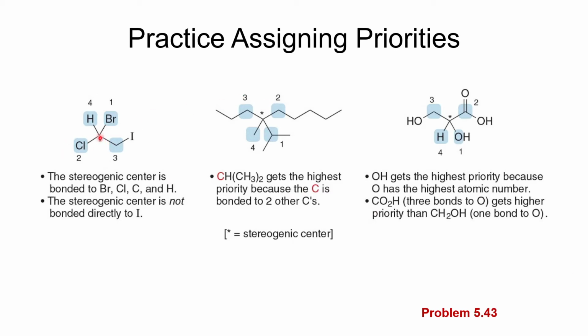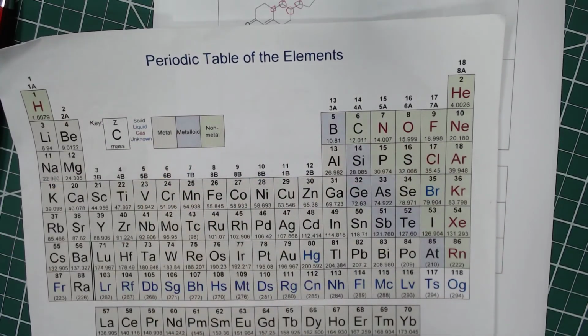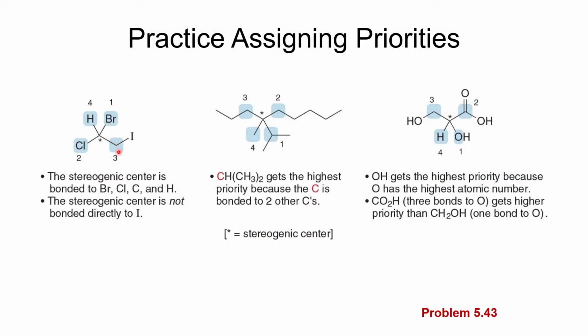So if we're assigning priorities to this carbon, here we've got the 4 atoms: bromine, hydrogen, chlorine, and carbon. Well, bromine has the highest atomic number. All right, chlorine is next, and then carbon, and then hydrogen. So bromine, chlorine, carbon, and then hydrogen. Now, sometimes people look at this one and they think, oh, well, we've got an iodine. Isn't the iodine bigger than the bromine? Well, iodine is bigger than bromine. However, we count the first carbon first, and we only look at attached atoms to that element if we have a tie.